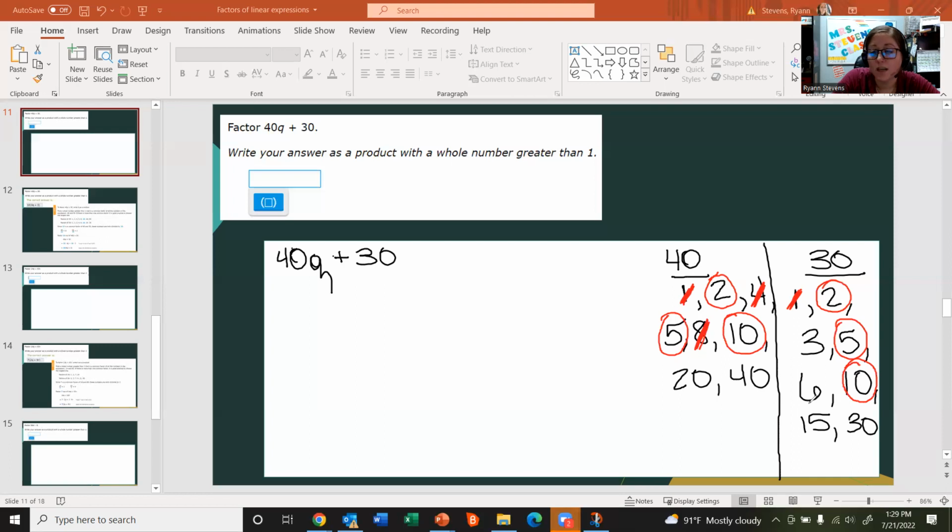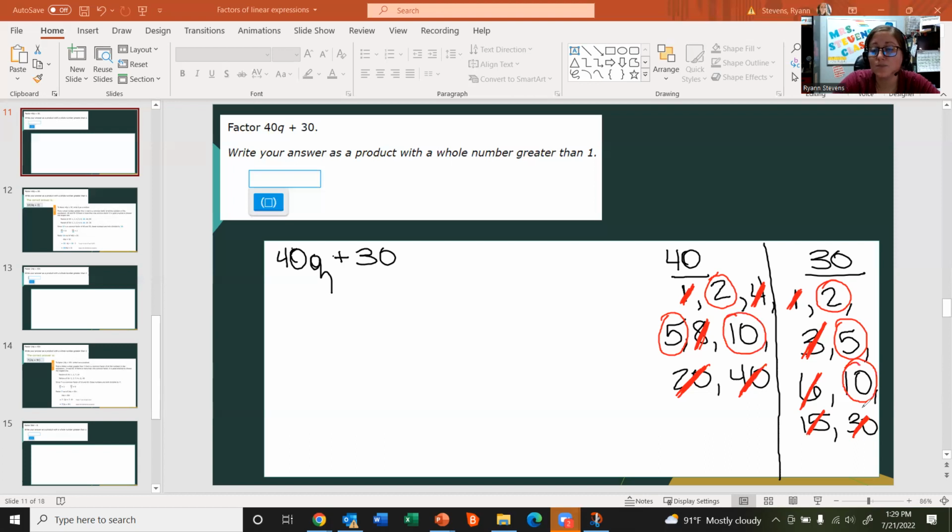20 can go into 40, it cannot go into 30, so we'll eliminate that one. And then 40 can go into 40, but cannot go into 30, so we'd eliminate that. And then if we look over here under 30, 3 cannot go into 40, but it can go into 30, so we'd eliminate that one. It's got to go into both. 6, the same thing, and then 15 and 30, the same thing.